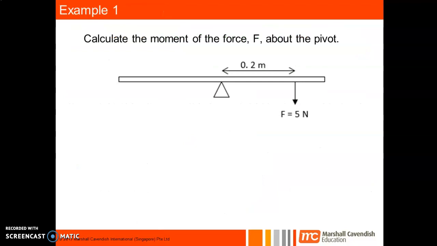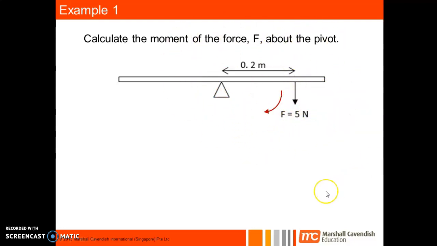Okay, example 1 is found in your CAB. You might want to take a look and see if you know how to calculate it, and also how to decide if it's clockwise or anti-clockwise. Like what I mentioned, this is the force. The force is always pointing towards the pivot. So what is this direction? You should know that it is clockwise.